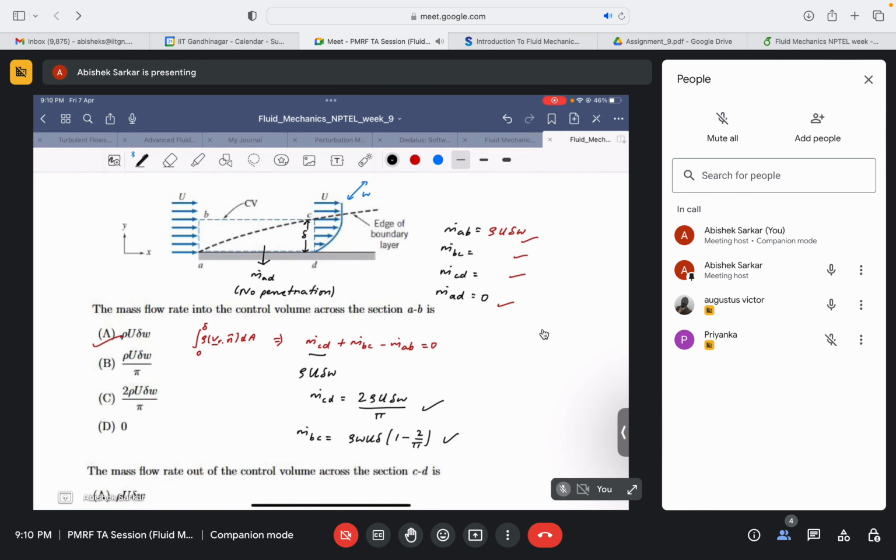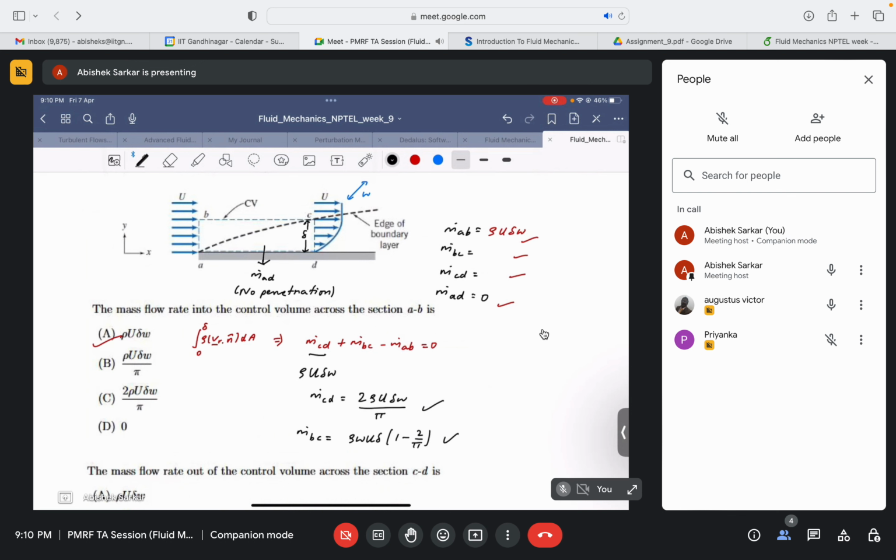So Augustus, you can do the integration. You can find out m dot CD to be 2 rho u delta w by pi. Again, the same velocity profile, and the limits to be integrated between are 0 to delta, no sir? Yeah, 0 to delta for CD.